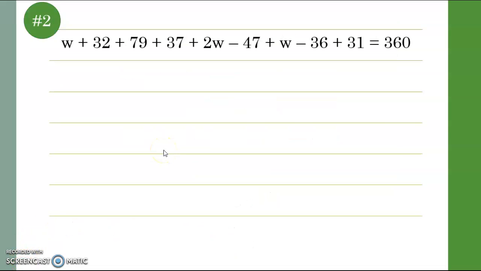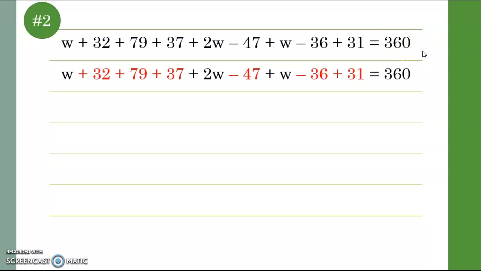In example number 2, we have a longer and slightly more complicated equation because this time, if you notice here on the left, we've got both addition and subtraction, which I think makes solving this just a little bit more complicated. Let's start by reading the equation. It says w plus 32 plus 79 plus 37 plus 2w minus 47 plus w minus 36 plus 31 equals 360.